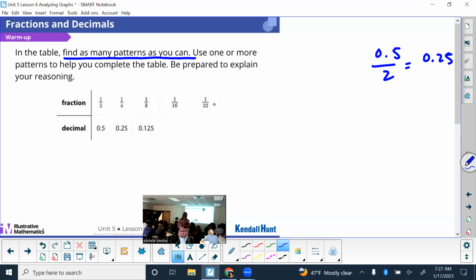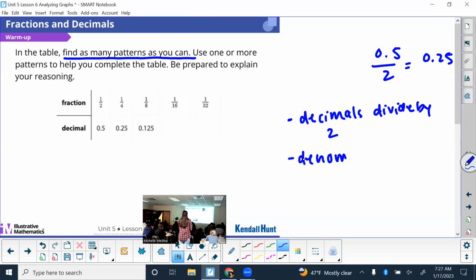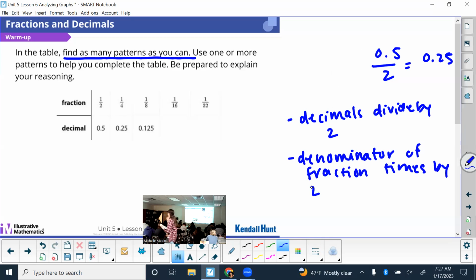The denominator of the fraction multiplies by 2. So here, let me make a list. Decimals divide by 2. And then denominator of fraction times by 2. All right, any others? Gloria?